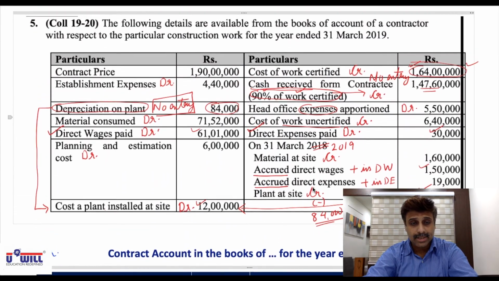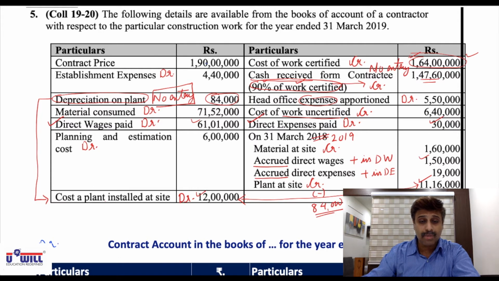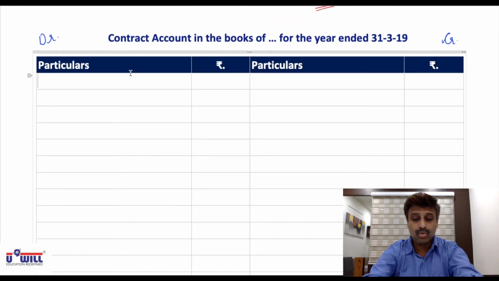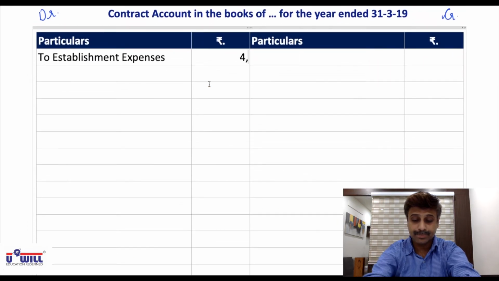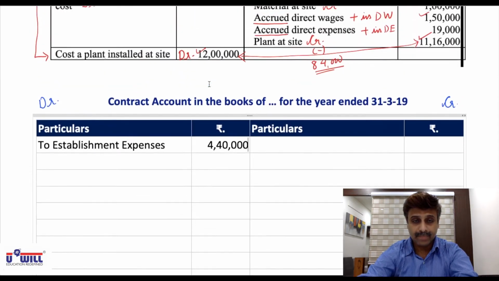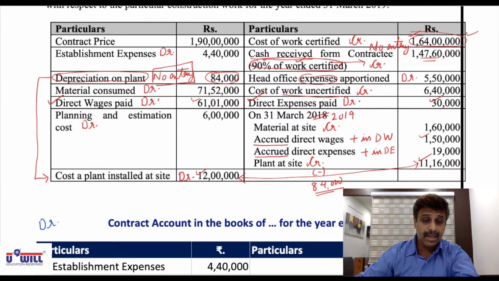Now let us record the things. Very first, contract price 1 crore 90 lakhs will not be recorded anywhere. Establishment expenses will come on debit side, 4 lakh 40,000. So all of you write down 'To establishment expenses', and amount is 4 lakh 40,000. Then after establishment expenses, depreciation on plant has no entry. Then material, so this has been recorded.